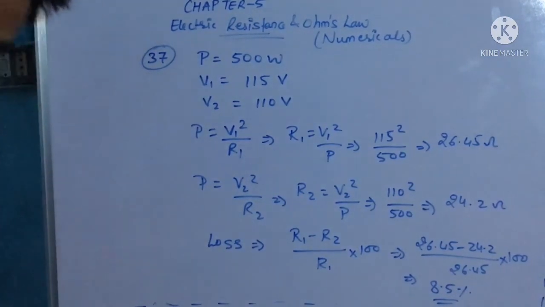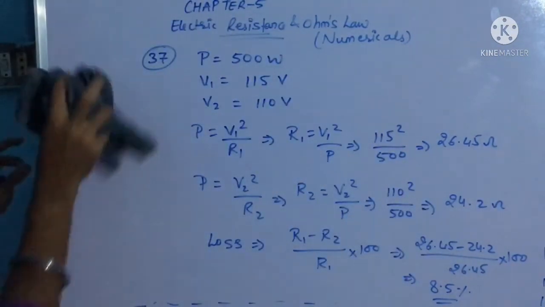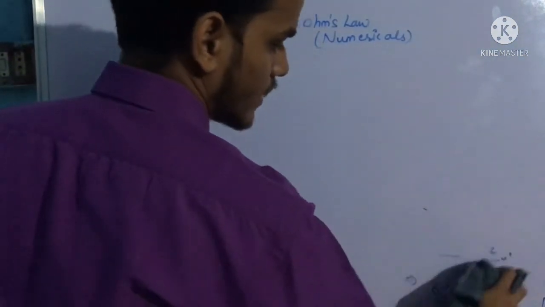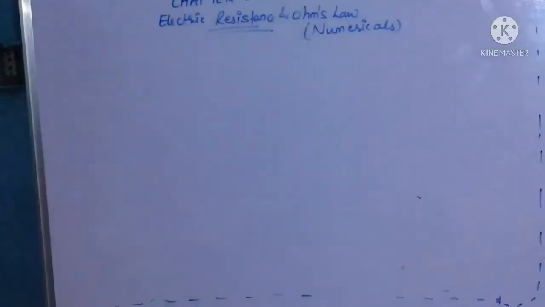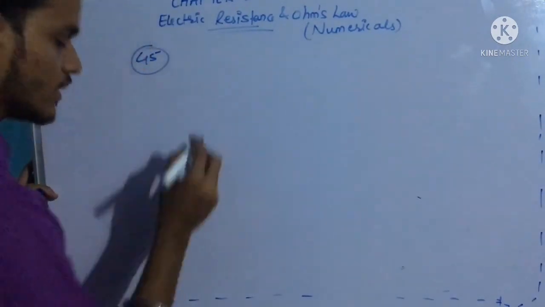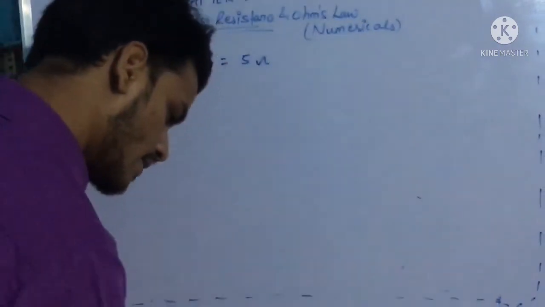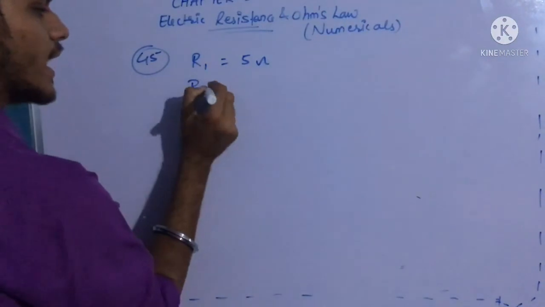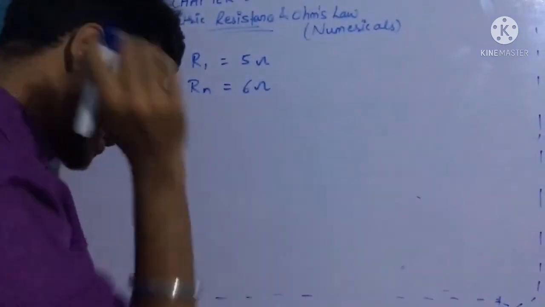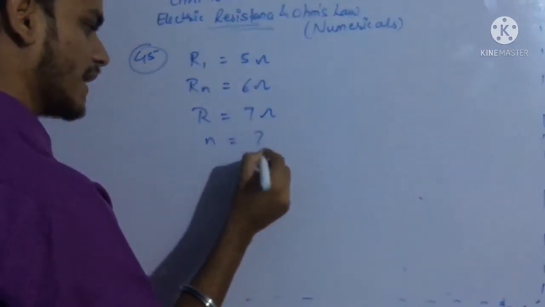After this we will move on to question number 45. This is also a nice and important question. We are given a 5 ohm resistor, which is connected in series with a parallel combination of n resistors of 6 ohm resistance each. The equivalent resistance is given as 7 ohm. We have to find n.